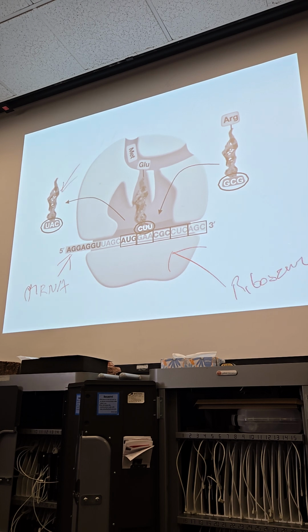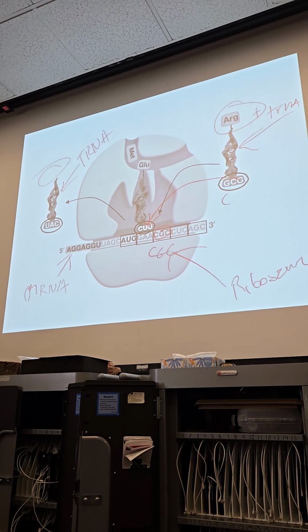What is this one? It's a charged tRNA. The reason why it's charged is it has an amino acid on it. This one does not. That one has fallen off. So this one's going to come in, be next in line. It's going to bind here because here's our sequence CGC.